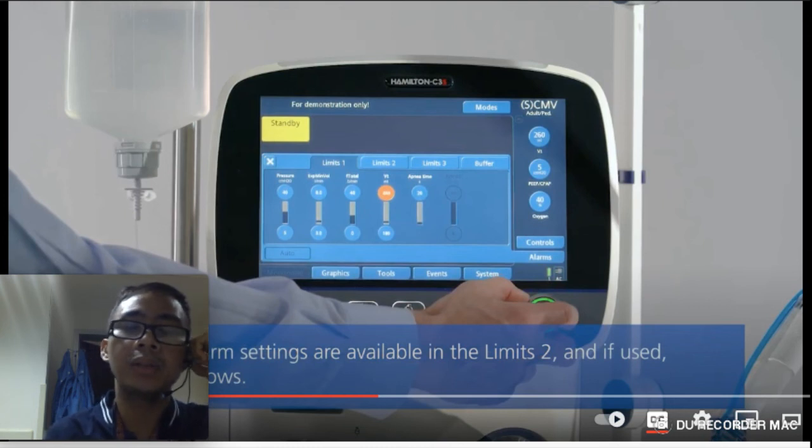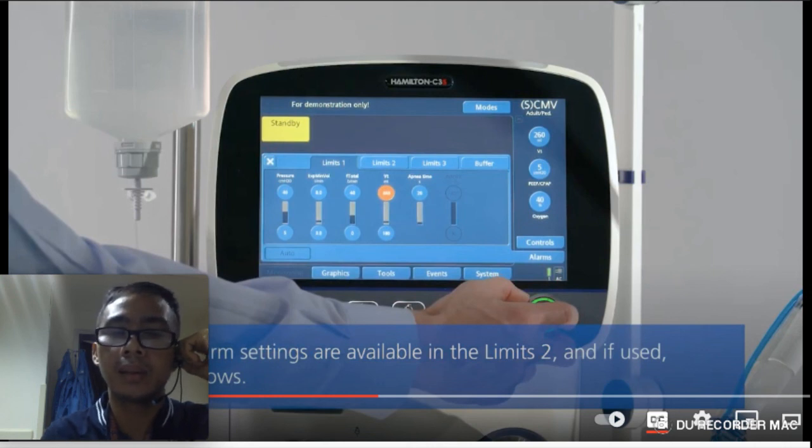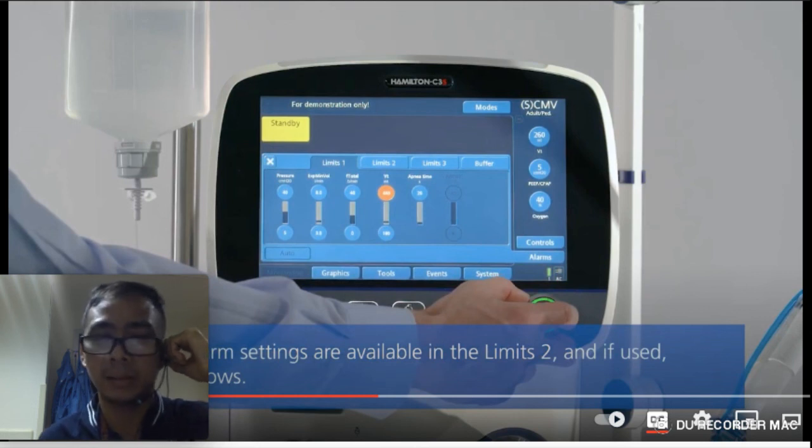So many considerations, you need to compute also your minute volume. So that will be discussed later on in your ventilator management. So these are only the basic or the intro of setting the parameters, particularly in this model, no, the Hamilton.